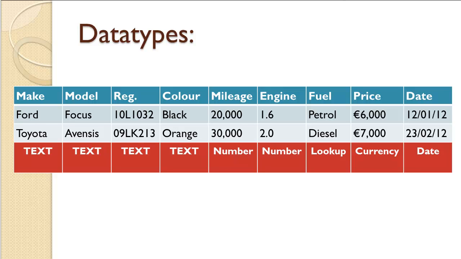A lookup is a special type of text field where the entries are put into a drop-down menu. You would use a lookup field where you were entering the same information for a lot of different records in your table. Such as for cars, most cars are petrol or diesel, so rather than typing petrol and diesel in every time, with the lookup field you need only select them from a drop-down menu. The next field is price, and that's a currency field. And the last field is date, and that's a date field.